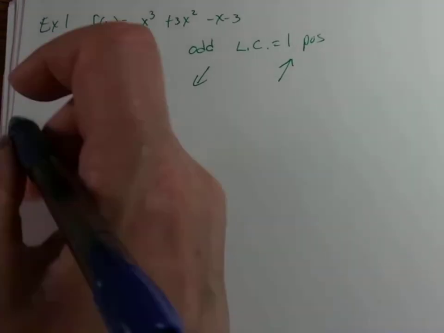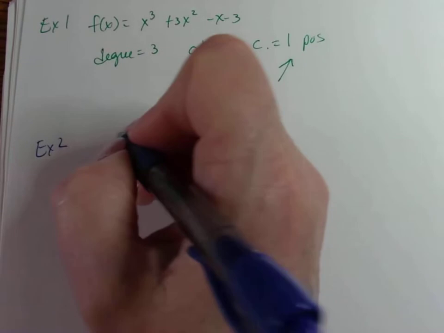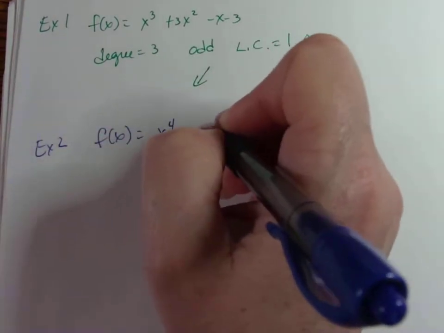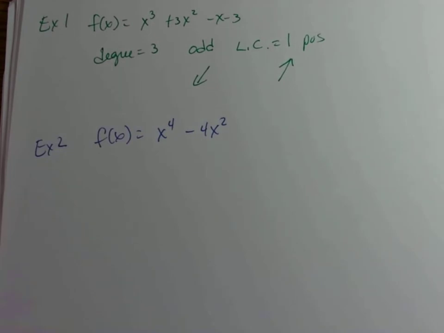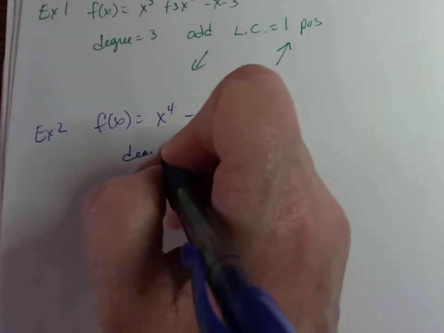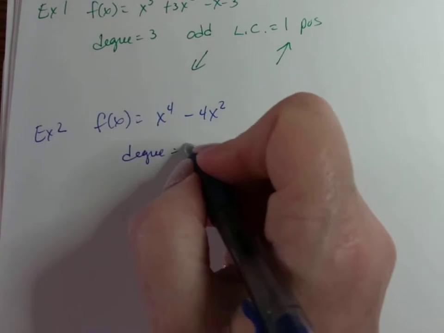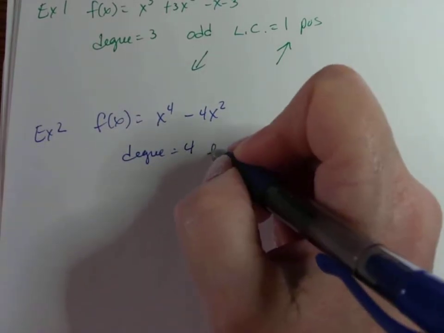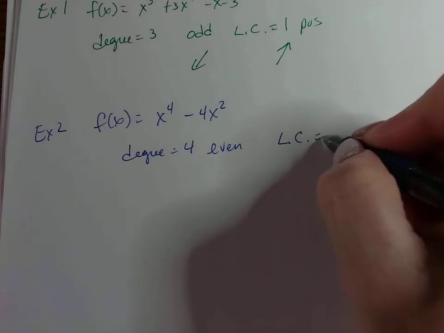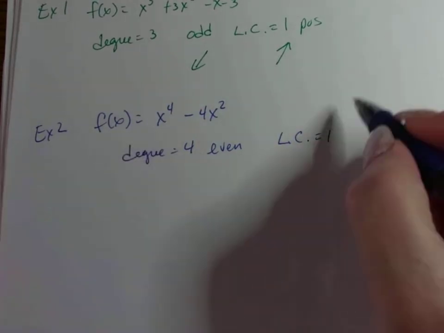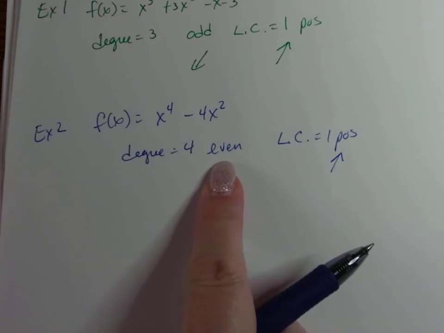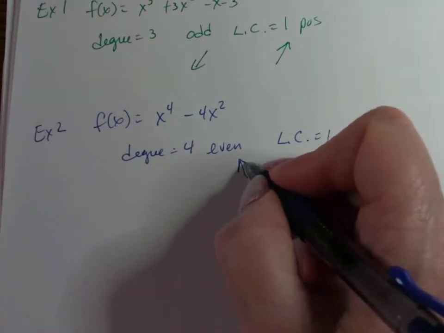All right, let's look at example 2. If we have f of x equal to x to the 4th minus 4x squared, our degree is equal to 4, which we know is even, and our leading coefficient, again, happens to be a 1, but what we really care about is that it is positive. Positive goes up, even does the same thing, so they both go up.